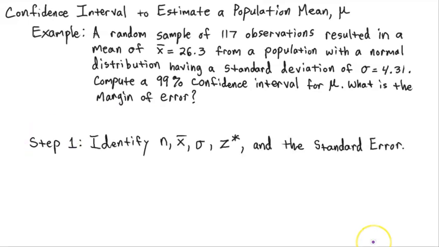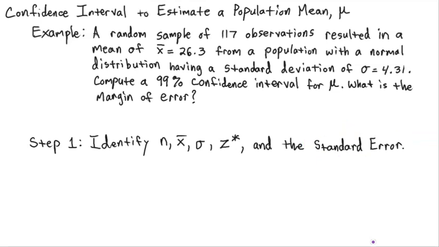All right, step 1, we're going to identify n, the sample size, x bar, the sample mean, and sigma, the standard deviation, all 3 of which are already given to us in the question. Then we're going to identify the critical z value, or z star, which we're going to do exactly the same as we did in the confidence interval for the proportion. Then we're going to identify the standard error. This formula is way easier than the one in the population proportion confidence interval.